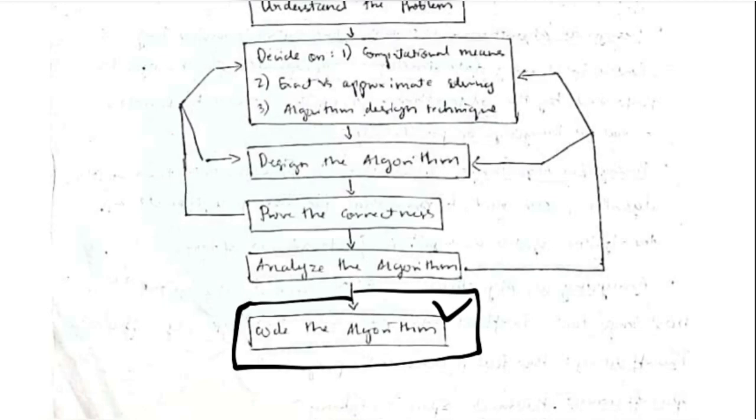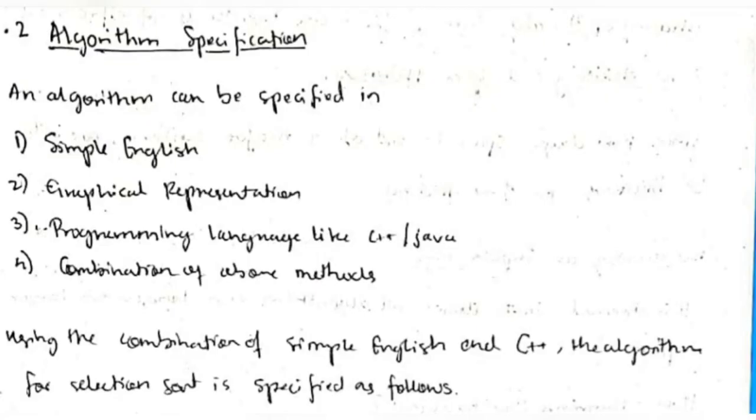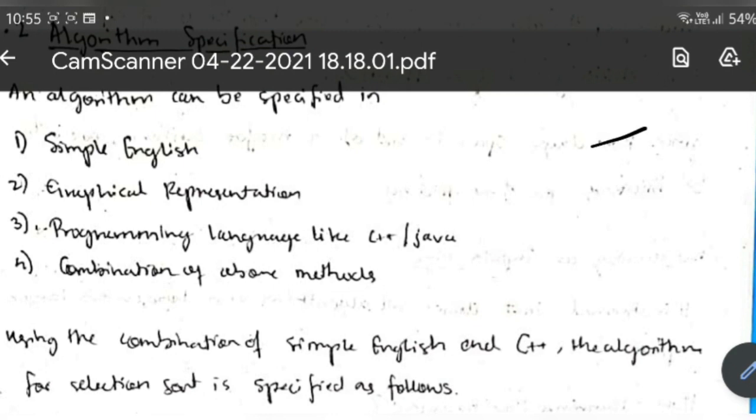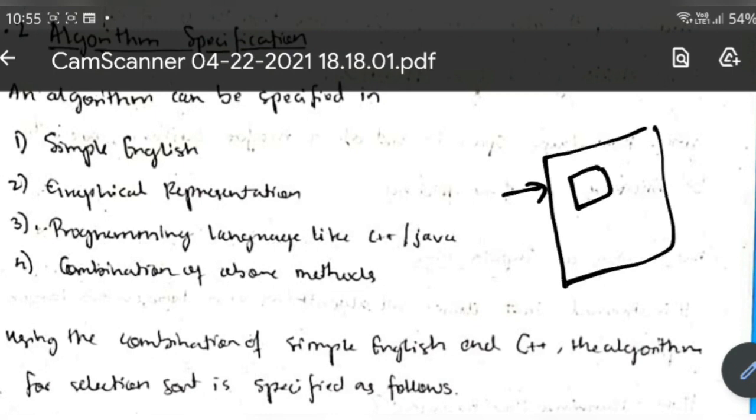That's it. The next topic is algorithm specification. What do you understand by the term algorithm specification? That means whenever we are going to write an algorithm, we specify how we are going to write it. That means are we using simple English words, or making a flow chart or diagrams, or using a programming language to write the algorithm, or a combination of the above methods. So that way we are specifying what the algorithm is and how we are writing it.